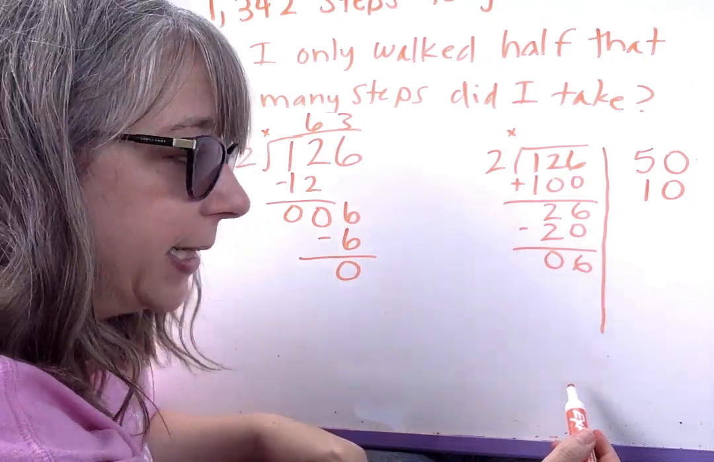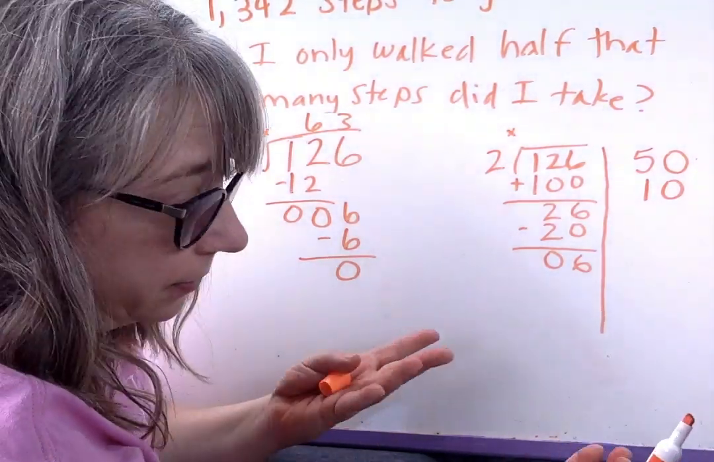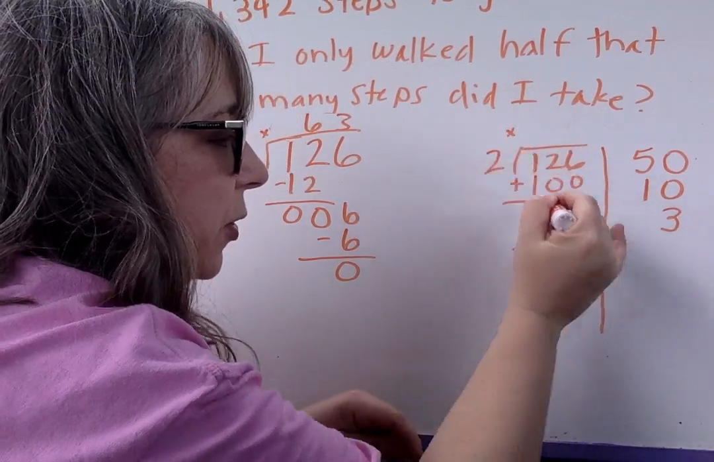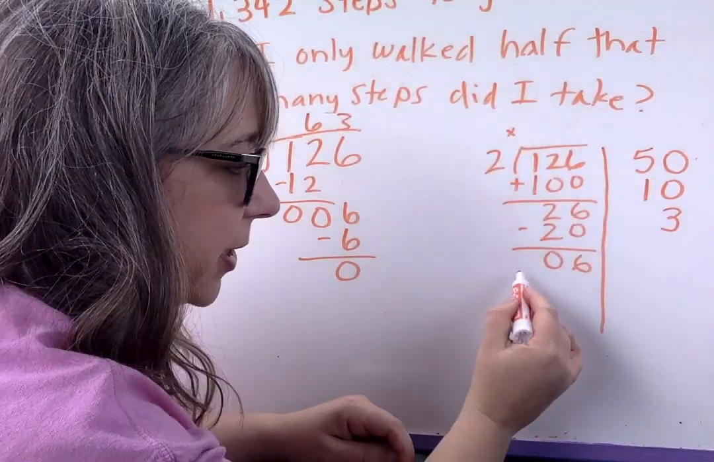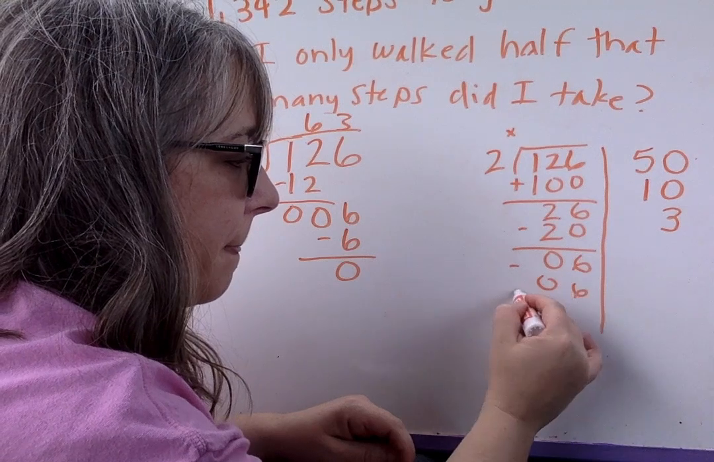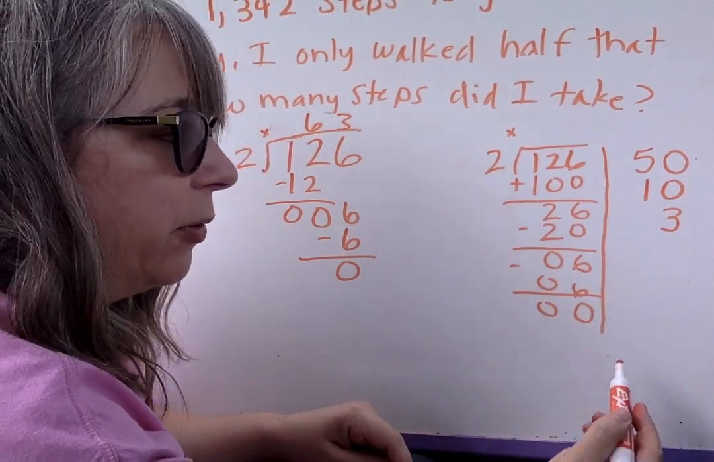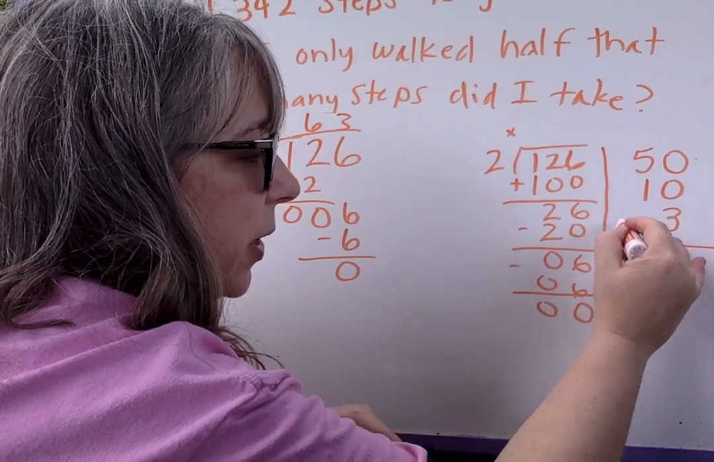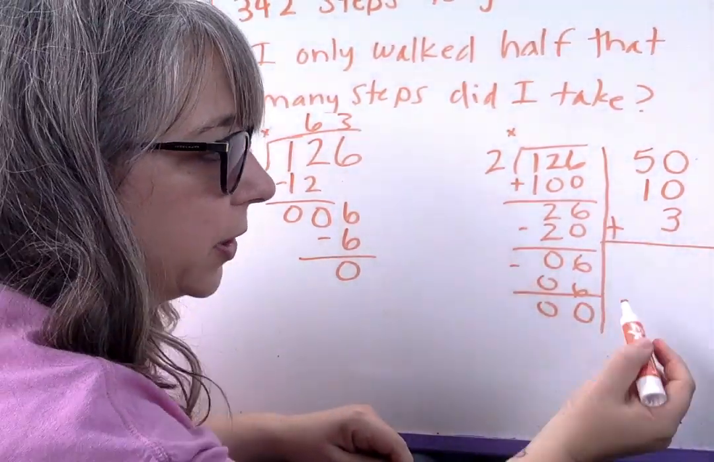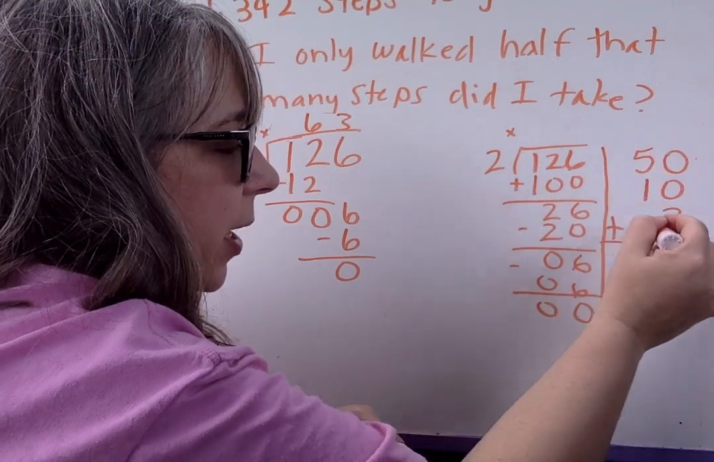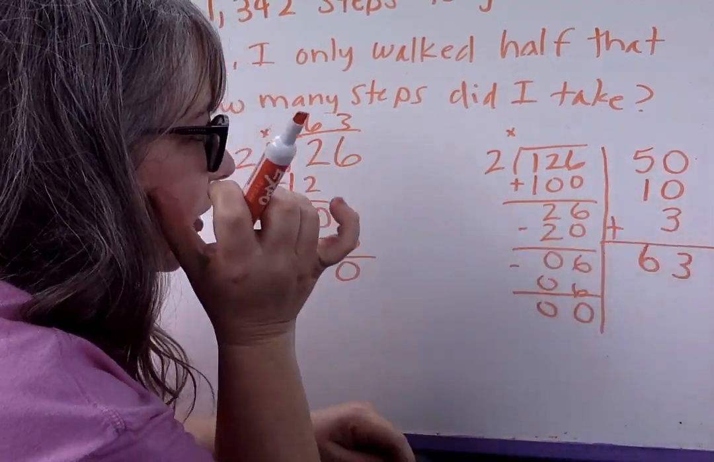How many times can 2 go into 6? 3 times. So we're going to say 3, because 3 times 2 is 6. Then we're going to subtract. 6 minus 6 is 0. Okay, we don't have any remainders. So what we're going to do is add these numbers. 0 plus 0 plus 3 is 3, and 5 plus 1 is 6, and 63 is our answer.